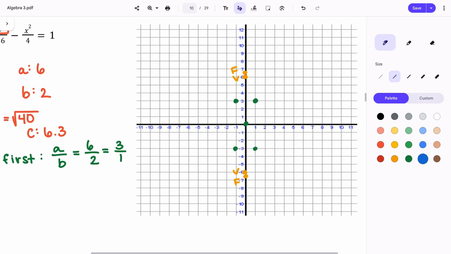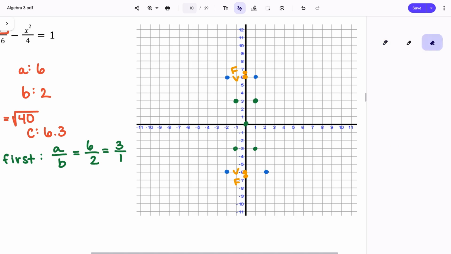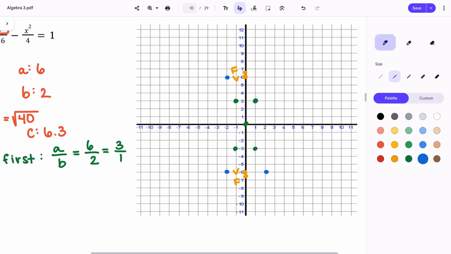If I had done over 6, 2, those points would be here. It really shouldn't matter, though, because they should all be on the same line. So when I go to connect those, they should all still connect. Oh, I think I didn't go far enough with this one. Should be there. So that way, when I start to graph them, you can kind of see.